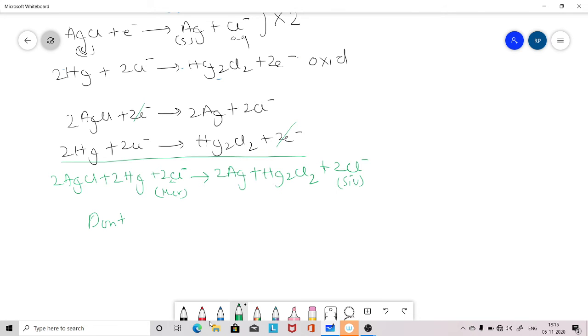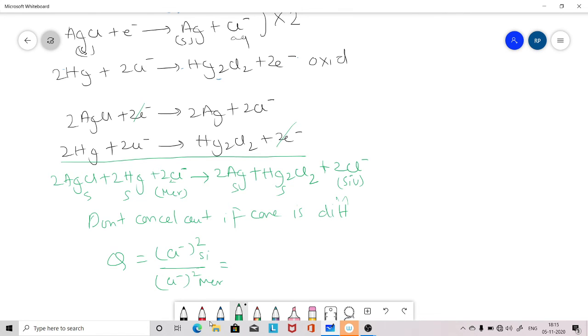Don't cancel out if concentration is different. That is the key that you have to remember. Now except chloride, all are solids. This is solid, this is solid, this is solid, this is solid. So for Q we can write chloride ion whole square from silver divided by chloride ion whole square from mercury.